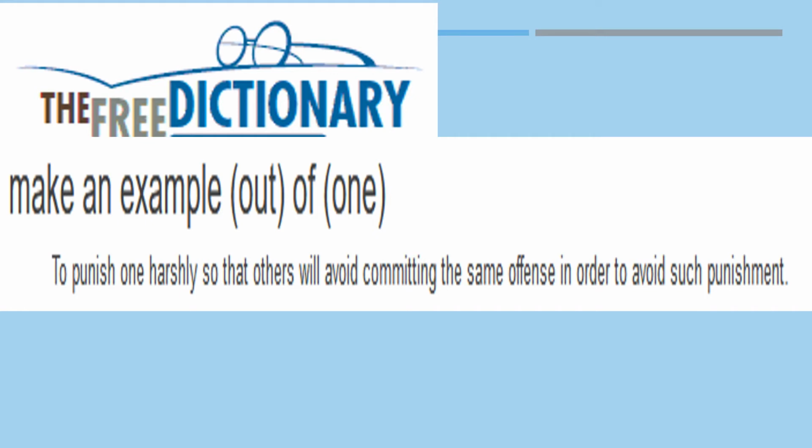Deterrence theory may sound like a very fancy idea, but it's something that parents use with respect to children. You also see this in the criminal justice system where an individual is punished, and this sort of sends a message to other people to not do the same thing. And so here we look at this idiom of making an example out of someone. It is to punish someone so harshly that others will avoid committing the same offense in order to avoid such punishment.